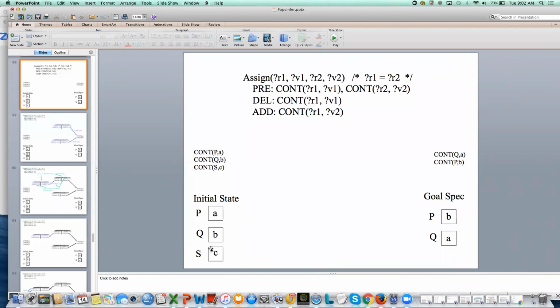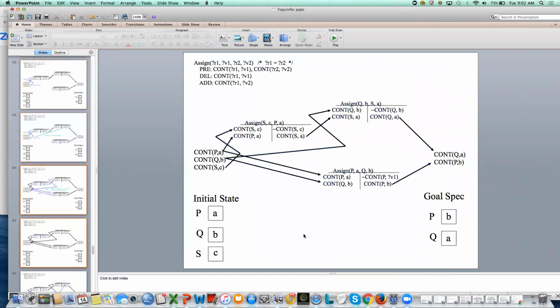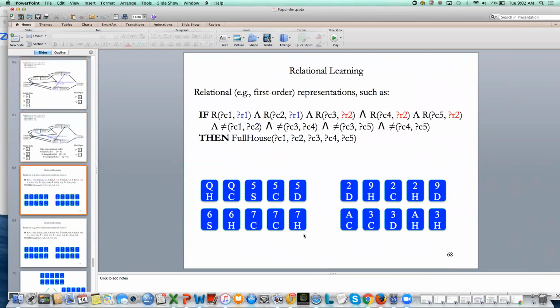You need a third register, of course, to do that swap, and that stems from over-optimism, or lack of foresight. They would overwrite one value by another and then lose that other value, and so the plan would fail. Just want to touch on relational learning.